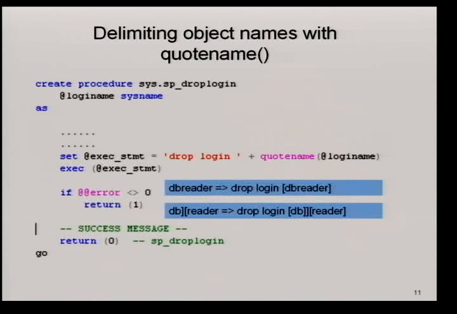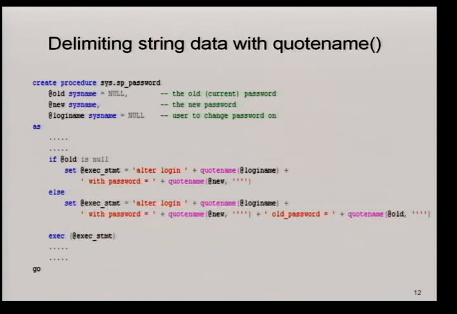So simple. You can also use the QUOTENAME function to delimit string data. If you look at the body of this sp_password stored procedure, you will see the SQL statements that are being formed here. ALTER LOGIN plus QUOTENAME, because login name is a SQL identifier, we are using the default square brackets there. With password, because password is string data, we are using the QUOTENAME function with the single quote character. See here, those are the delimiters to represent string data. And because we have two single quotes here, basically it's a single quote character.